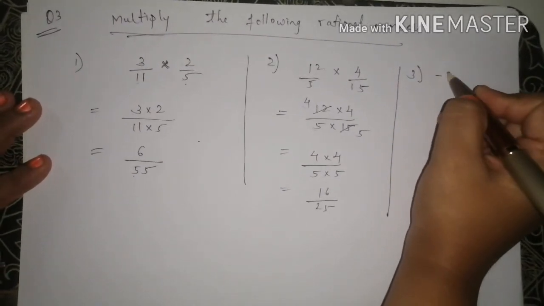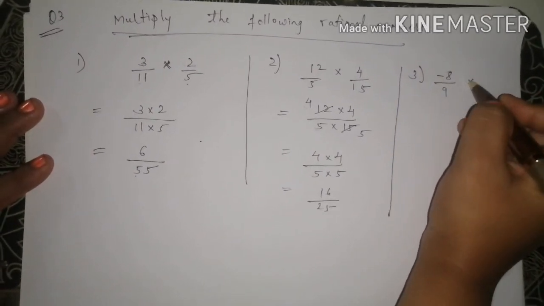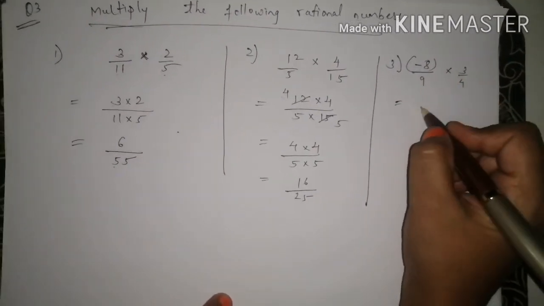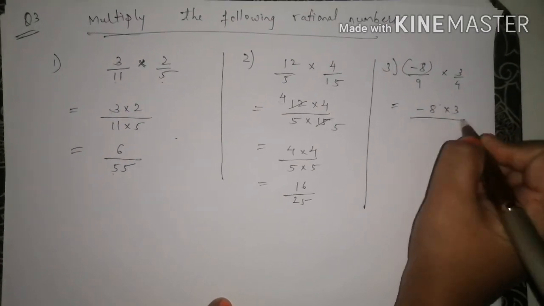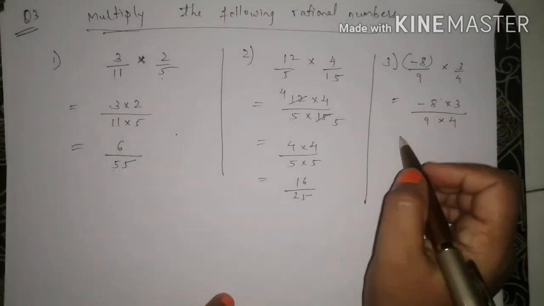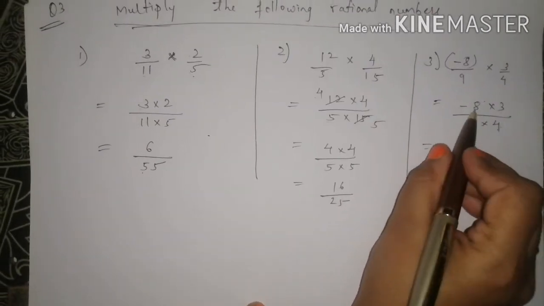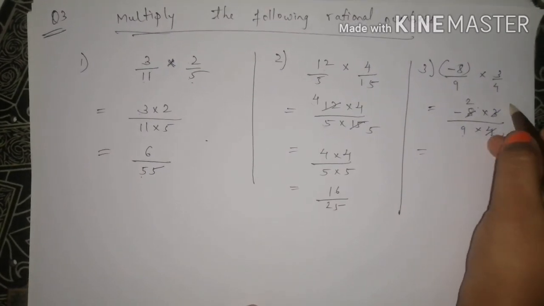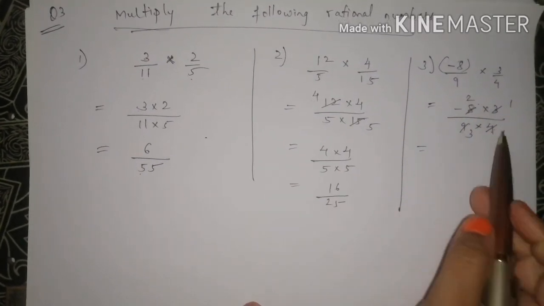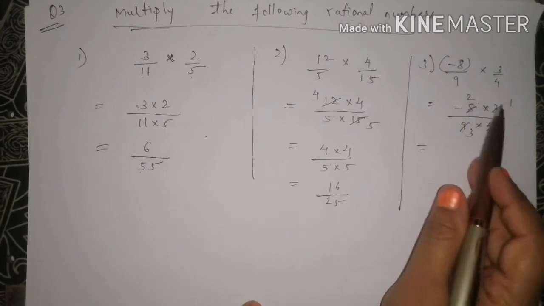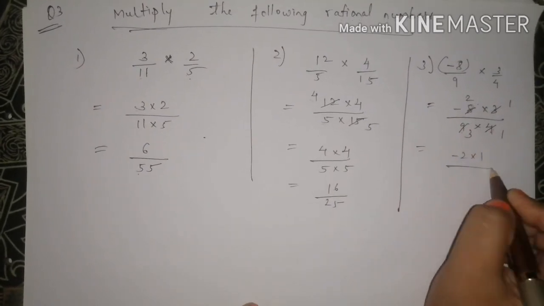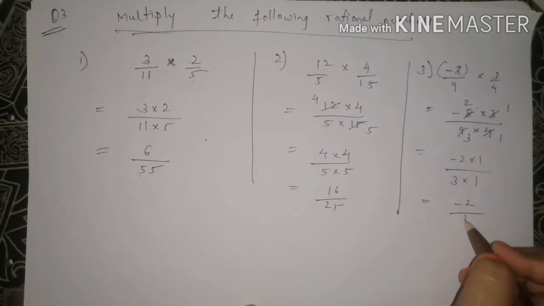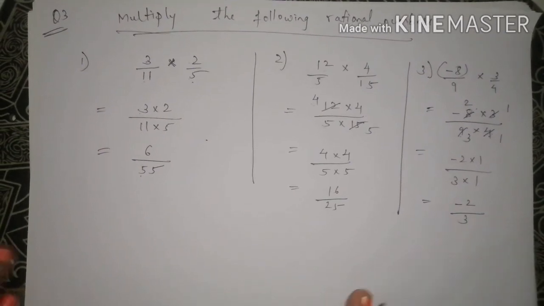Third sum, minus 8 upon 9 into 3 upon 4. Write them first, numerators together, minus 8 into 3 upon 9 into 4 in the denominators. Now check it in cross. In 4's table 8 comes and in 3's table 9 also comes. So 4 1s are 4, 4 2s are 8, 3 1s are 3, 3 3s are 9. After striking, what is remaining? Just multiply. Minus 2 into 1 and down the denominator 3 into 1. So minus 2, 3 1s are 3. So we got the answer minus 2 upon 3.